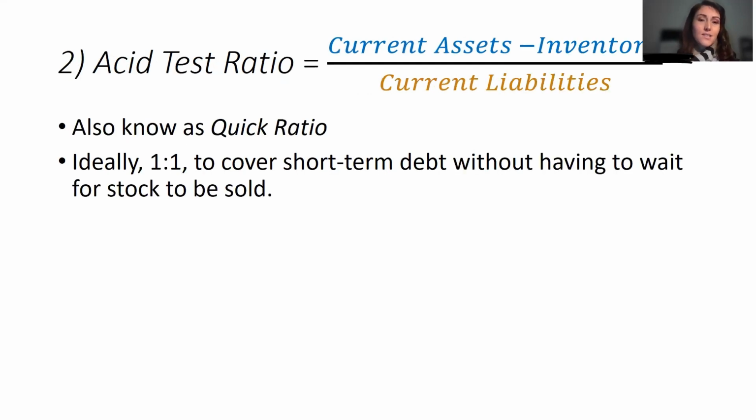Let's have a look at the asset test ratio. In this ratio, we deduct inventory. And the reason why we do that is we want to see where our business is if we don't sell any stock. Now, this ratio is also known as a quick ratio. And ideally, we want a 1-to-1 ratio, which means that for every R1 of debt we have R1 of cash to pay off our debt.